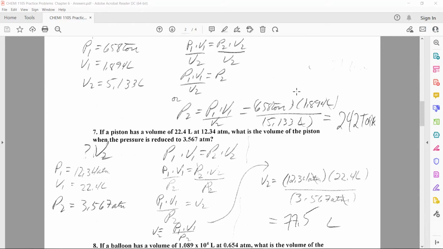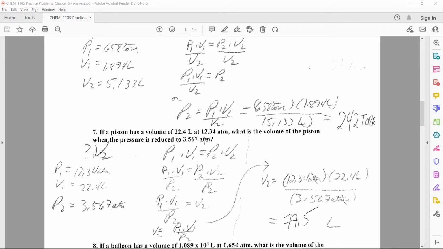So number 7, if a piston has a volume of 22.4 liters at 12.34 atmospheres, what's the volume of the piston when the pressure is reduced to 3.567? So what are we being asked to find? The volume, the final volume, V2. We're given initial volume V1, 22.4 liters, and initial pressure of 12.34.